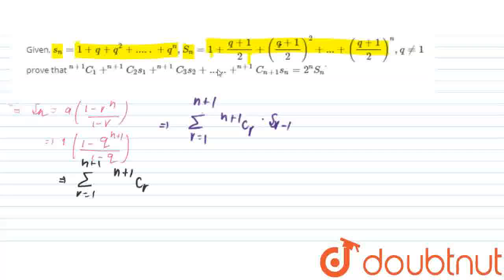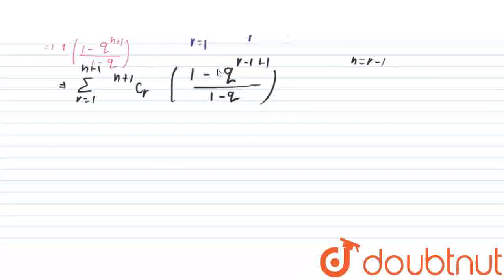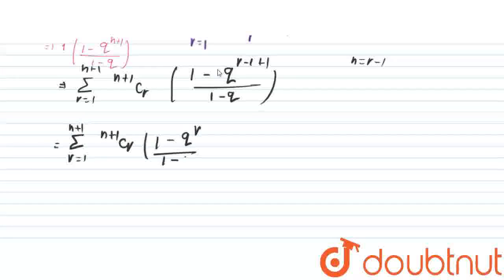This is the summation of geometric progressions, and we have found that Sn equals this one. So what I can do, I can replace n with r minus 1 in these terms. So at the place of these I can write 1 minus q to the power r minus 1 plus 1 divided by 1 minus q, isn't it? Now if I solve it further, it will become the summation of r equals 1 to n plus 1 of n plus 1 c r into 1 minus q to the power r divided by 1 minus q, isn't it? So this is my new term.